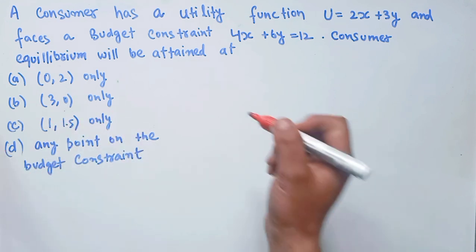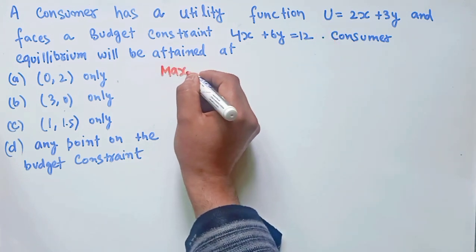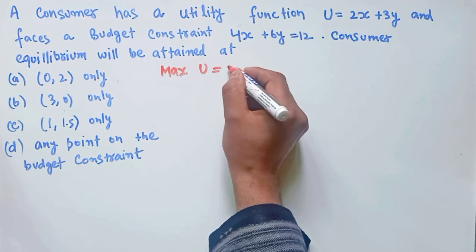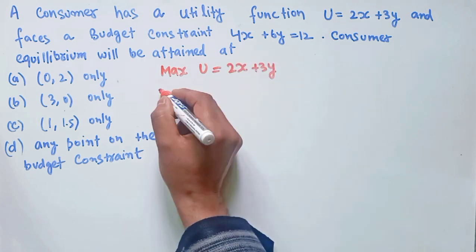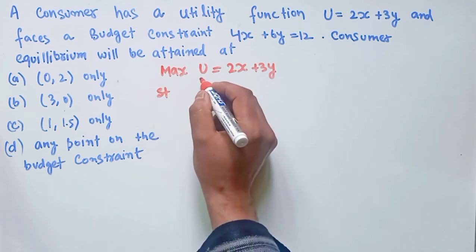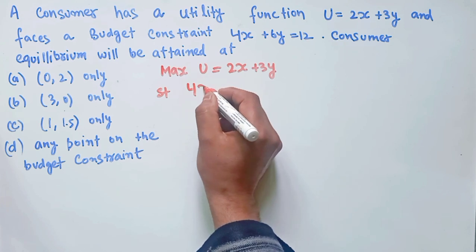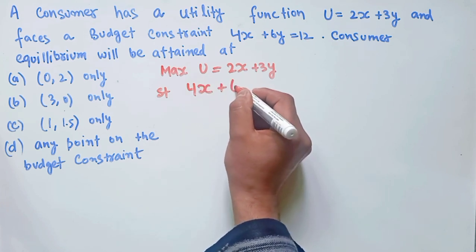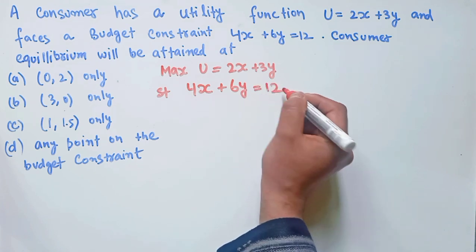Okay, what we are being given: we want to maximize our utility, that is u equal to 2x plus 3y, subject to the budget constraint. Our budget constraint is 4, that is the price of good X times units of good X, plus 6, which denotes the price of good Y, times units of good Y, should be equal to the total income.